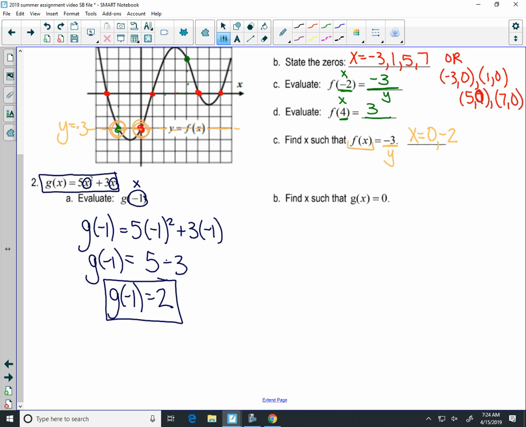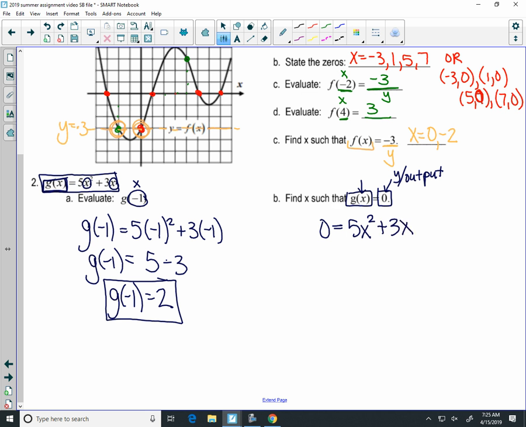Part B, find x such that g of x equals 0. Again, remember, g of x, here's our input, that's our x value. So this is our y, or our output. Or you can think of it very easily here. G of x is the same as 0. So go over to your equation, replace g of x with 0. So the algebra looks like this. 0 is equal to 5x squared plus 3x.